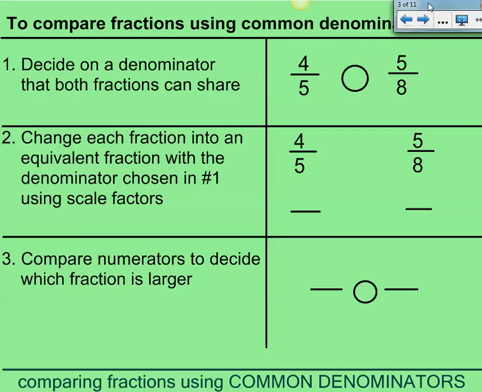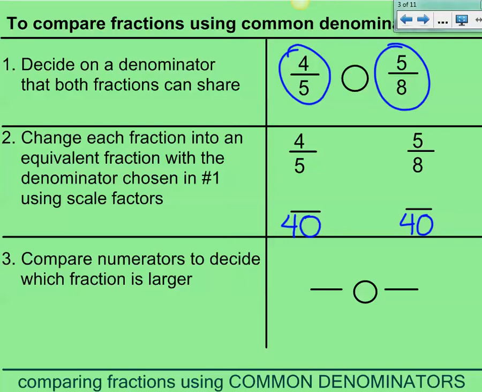So let's on our paper right now write down 4/5 and 5/8. Let's write that down underneath number 1 on your notes packet. So what we could do is decide on a denominator that both fractions can share. So what denominator can I change both 5 and 8 into? Well, I know both 5 and 8 can be turned into 40s. So I want to make my common denominator 40.